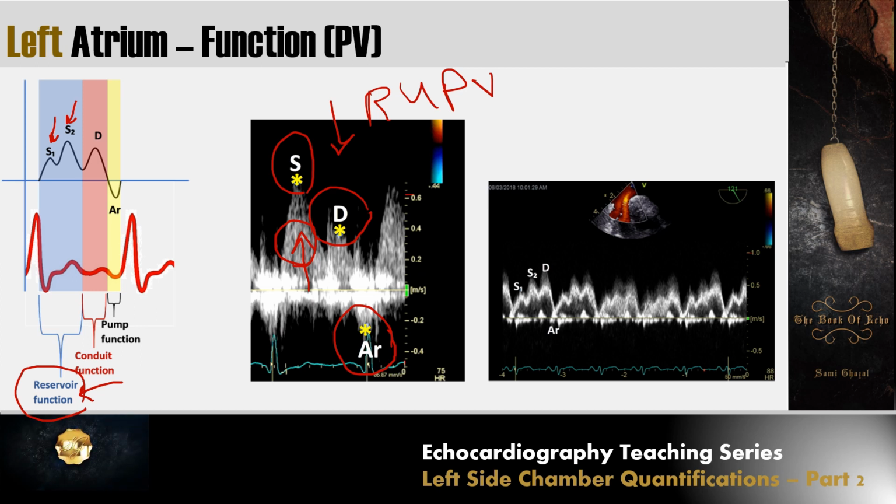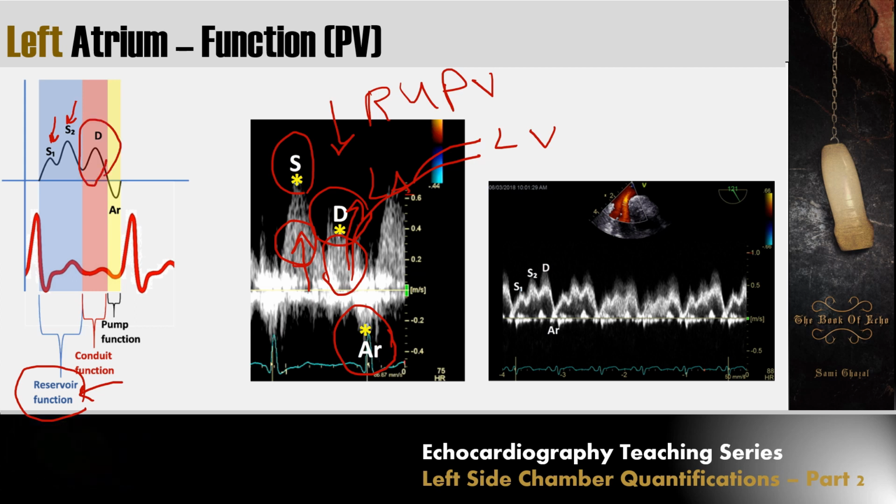So this is the assessment of the reservoir function of the left atrium. And then during diastole, again, the flow of blood from the pulmonary vein will go to the left atrium, and also all the way to the LV, because the mitral valve is now open. So the D wave here reflects the conduit function of the left atrium.